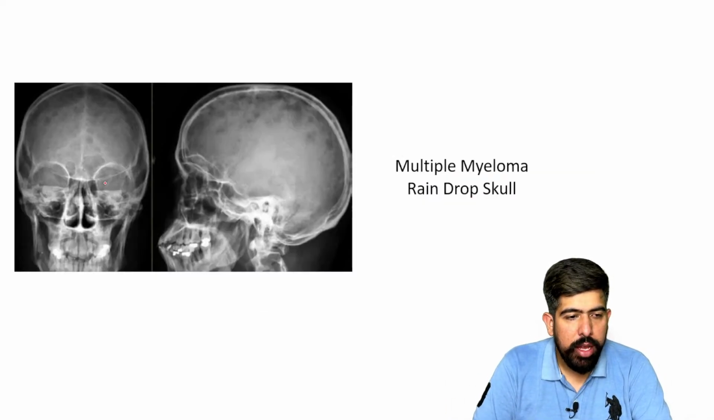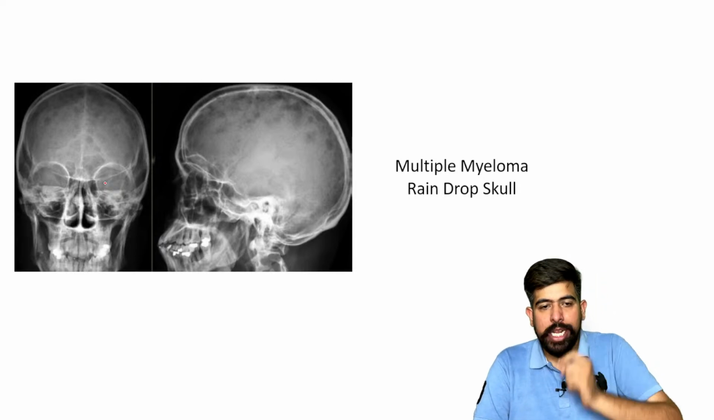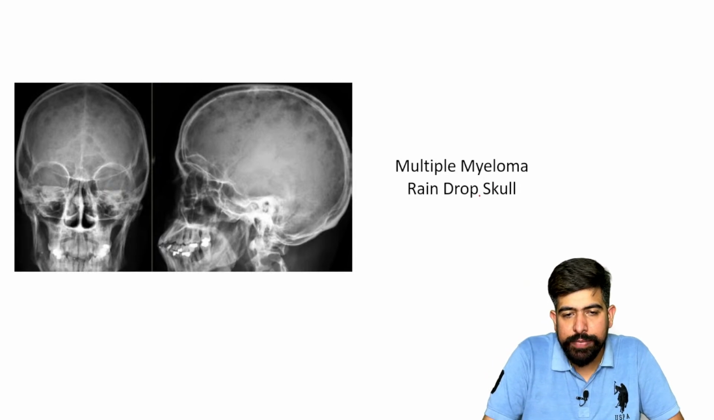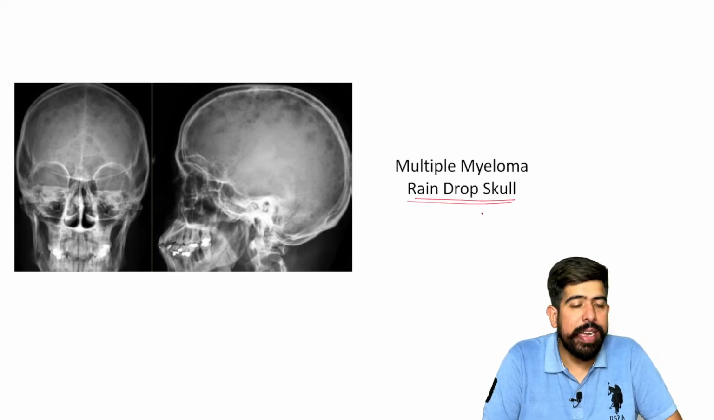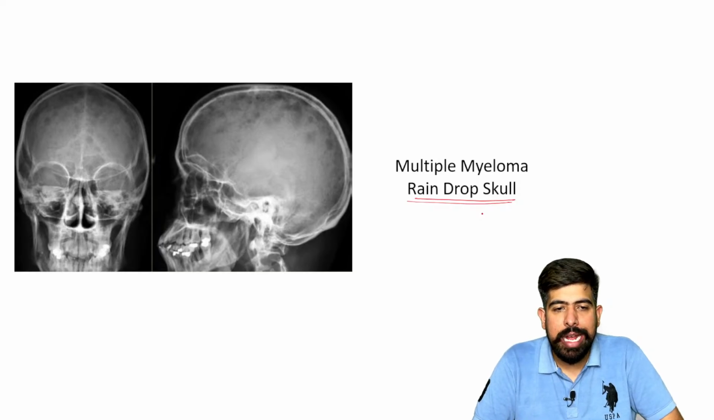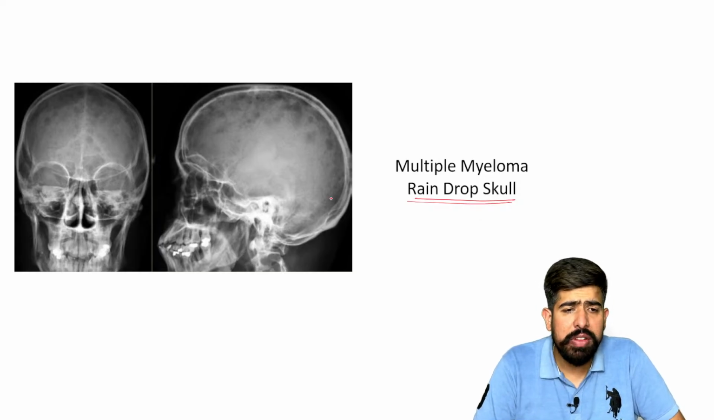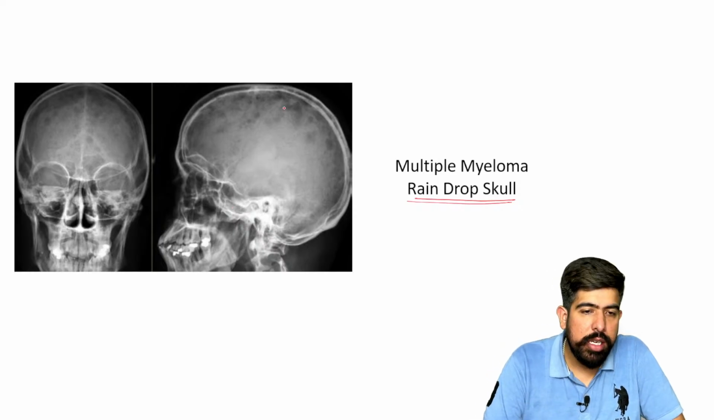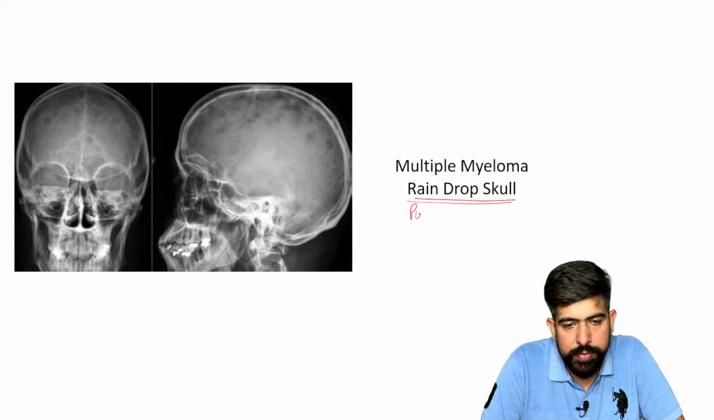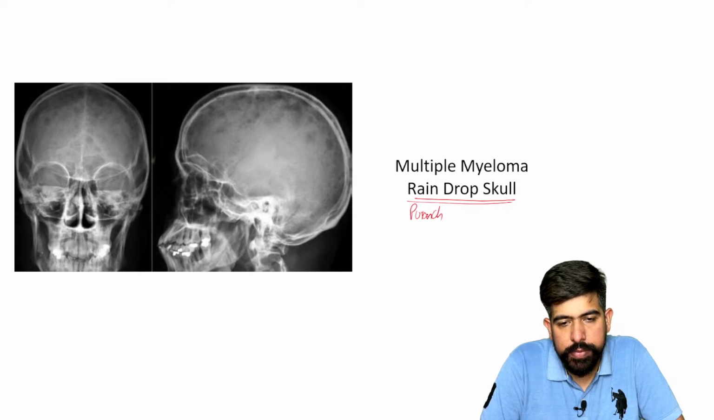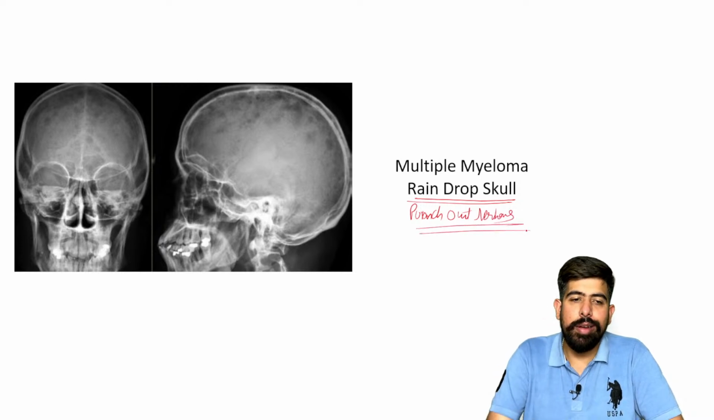Moving forward, the next one is known as the raindrop sign of the skull. This is known as the raindrop sign of the skull. As you can see on the skull, we can see this is a raindrop, or we can see the punched out lesion also. Okay, how is this a punched out lesion?